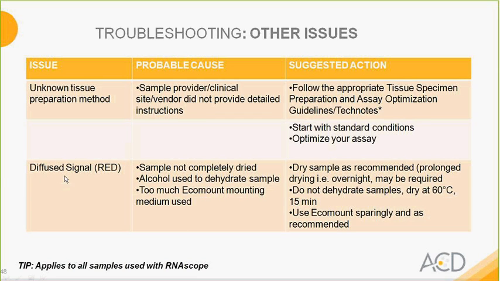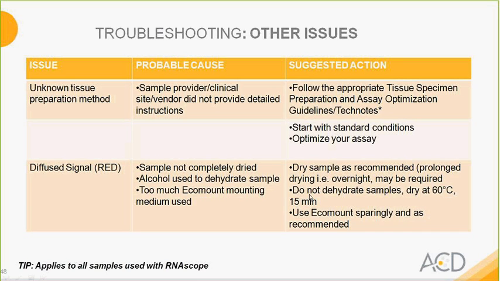Another issue we face is diffuse red signal. This is due to the stability of the fast red chromogen. In the 2.0 red and the 2-plex chromogenic assays, this is because the sample is not completely dried. Another reason is performing dehydration using alcohol. A third reason is using too much mounting medium that retains an inherent wet-like condition in the sample. To address this, dry samples as recommended. It may require that you prolong your drying if you see this issue consistently.